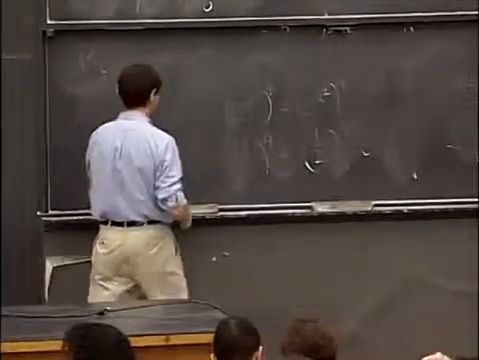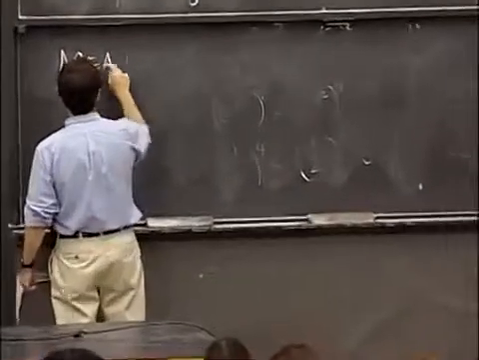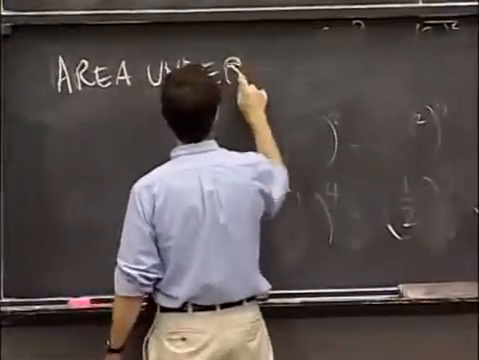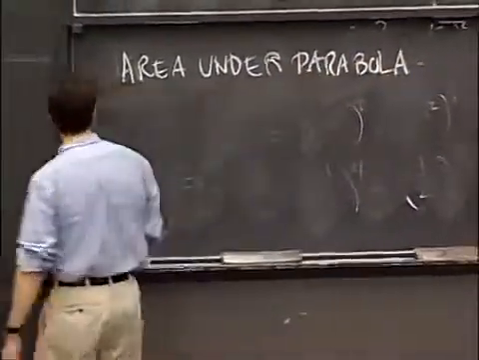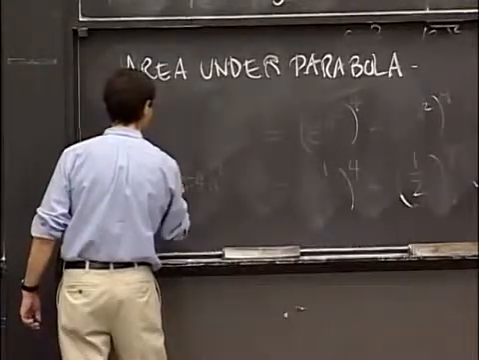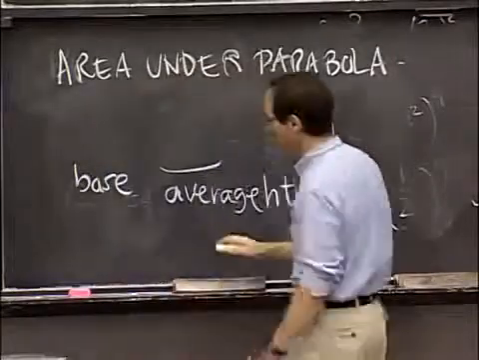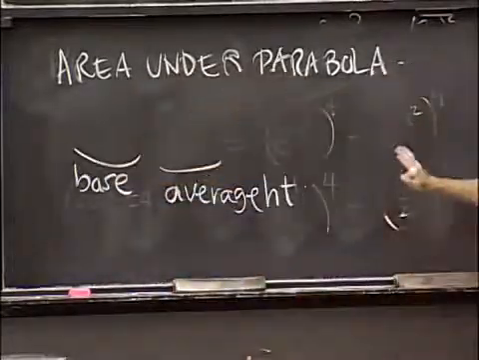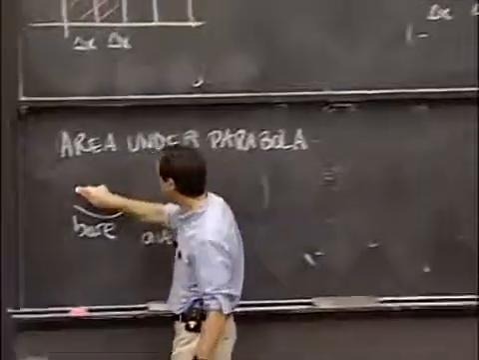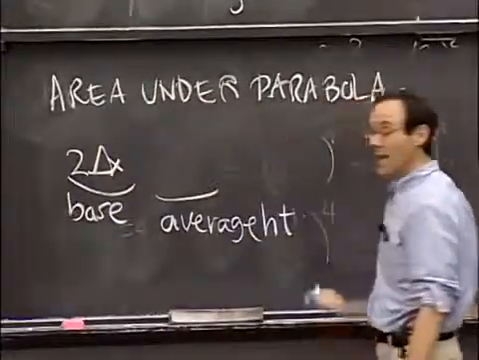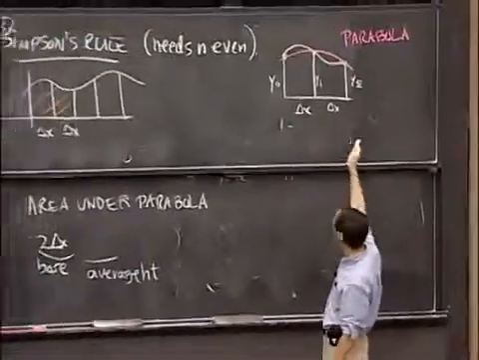I want you to think about it as follows. So the area under the parabola is going to be a base times some kind of average height. And the base here, you can already see, it's 2 delta x. Now, the average height is weird. You have to work out what it is for a parabola depending on those 3 numbers, y0, y1, and y2.